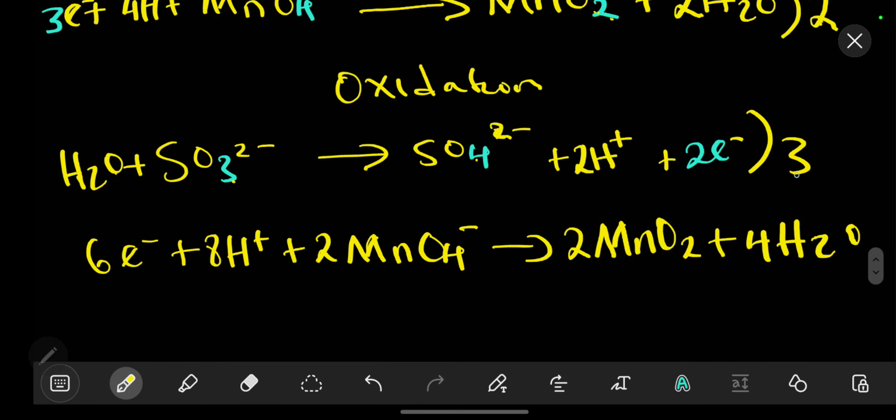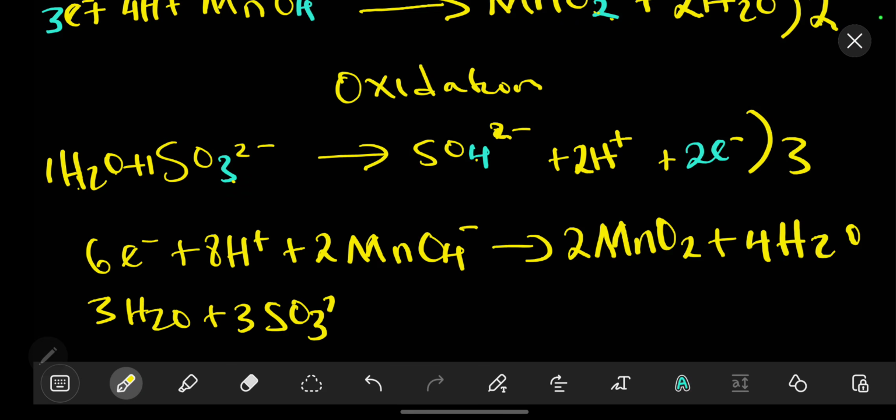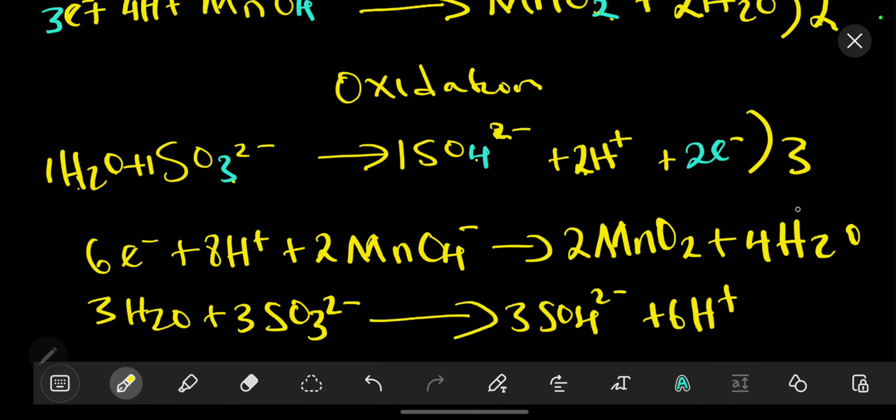Then we are here, so we multiply 3 times the one that is here, we are going to have 3 H2O. Then we multiply 3 times the one that is here, we are going to have plus 3 SO3, 2 negative. Then we have plus 3. So that's just that. We write the arrow, 3 times the one that is here, we are going to have 3 SO4, 2 negative. Then we have plus 3 times 2, we are going to have our 6 H plus. Then our 3 times 2, we are going to have plus our 6 electrons like that.